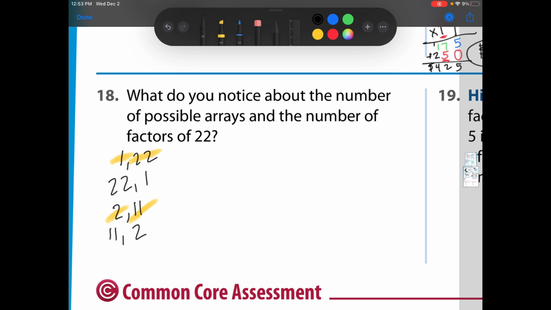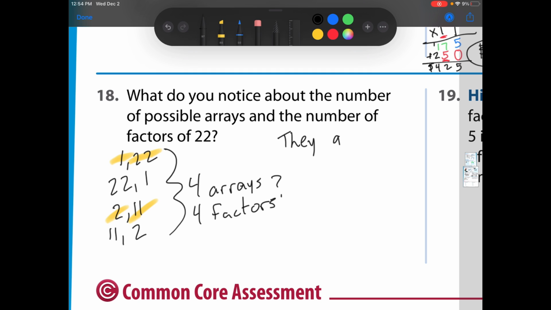And how many arrays do I see? I see 4 arrays. So what do you notice about that? 4 arrays and 4 factors. Well, what I notice is that they are equivalent. They are the same. There are 4 possible arrays, and there's 4 factors for 22.